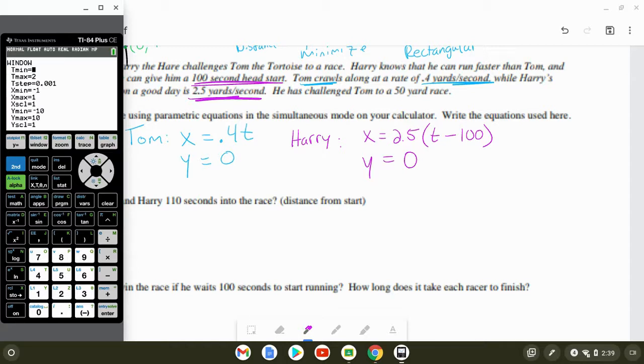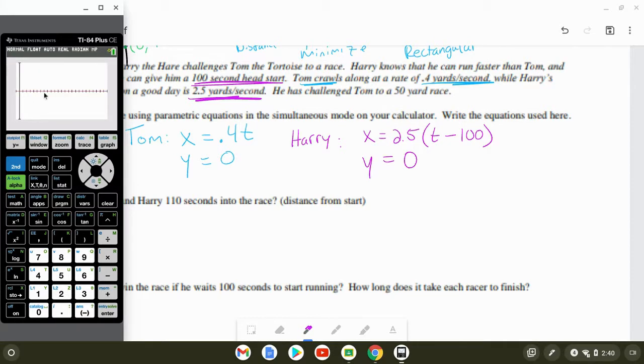So let's check out the window. Time, he's giving him a 100-second head start, so for the t max, we better include at least that 100 seconds. So we'll go maybe 150, and we'll graph every 5 seconds. And then we're talking about yards. So for y min and max, we don't need to do much because it's along the x-axis, so we'll go -1 and +1. If they're starting at 0 for the race, let's just make the x max, I don't know, how long do we think they're going to run? 25 yards? Let's give it a look.